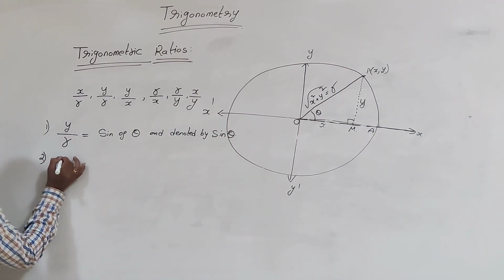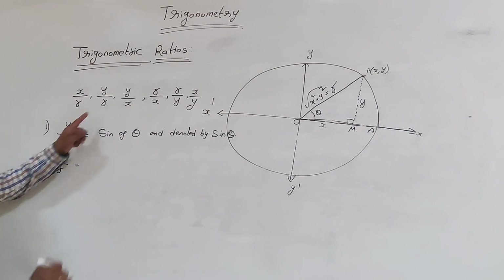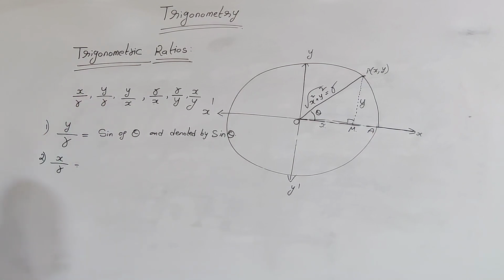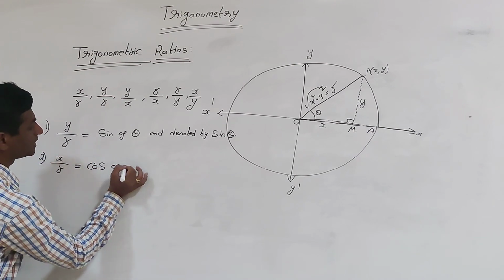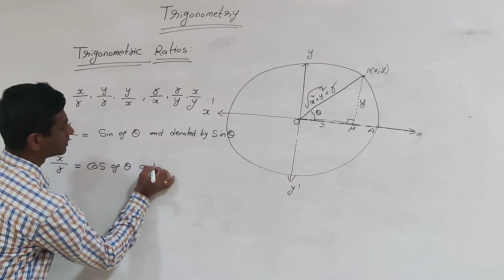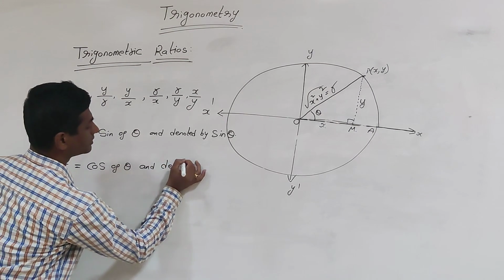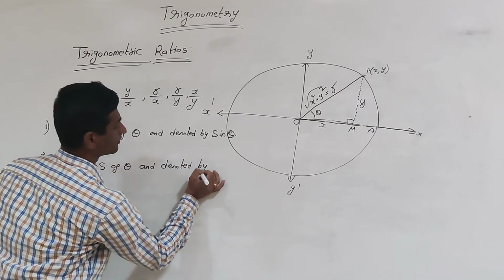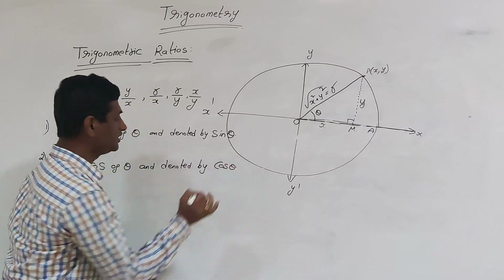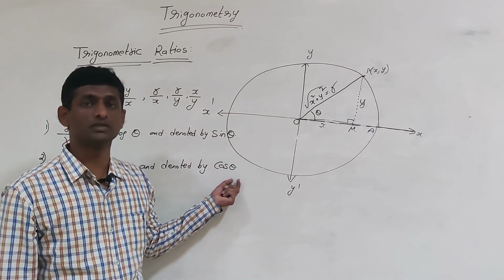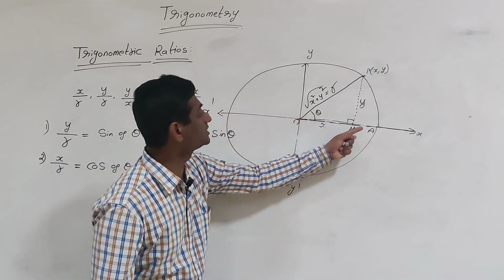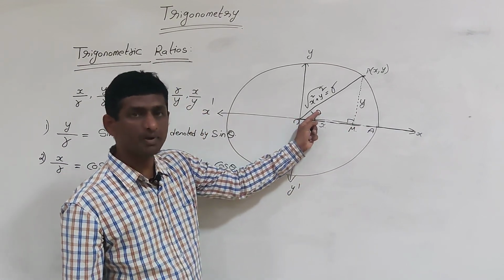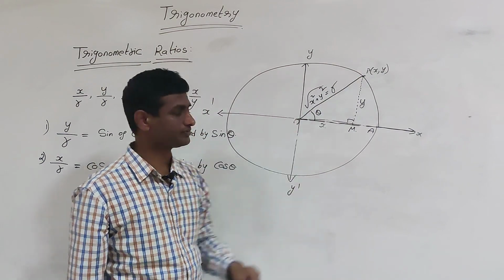Second, the ratio x by r is represented by cos of theta and denoted by cos theta. That means cos theta is the ratio of the side adjacent to theta by the hypotenuse.